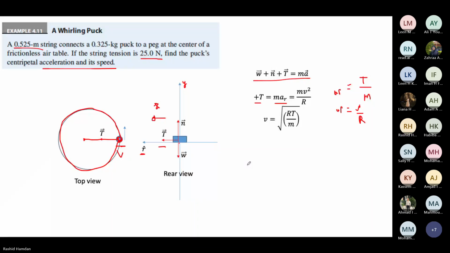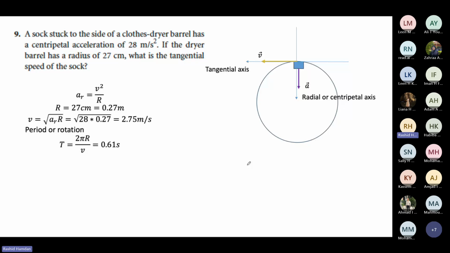Okay, another question. This is not from the book, but very similar. A sock stuck on the side of the clothes dryer barrel has a centripetal acceleration of 28 meters per second squared. If the dryer barrel has a radius of 27 centimeters, what is the tangential speed of the sock? So again, the sock here is rotating in a circle. The acceleration is radial, while velocity is tangential. So I want to find v.